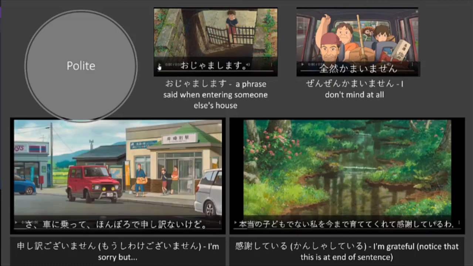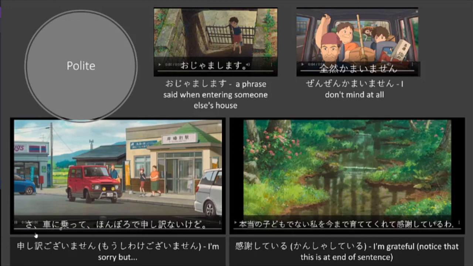Again, some quick polite phrases. When you're entering someone else's house, or you're invited to someone's house, you usually say ojamashimasu to say that you're entering someone's house, as politeness. Jama literally means to be a trouble. So ojamashimasu is literally saying I'm trouble, but you're just saying sorry for troubling because I'm coming into your house. So it's just a polite phrase to use when you're entering someone's house. And she's saying zenzen kamaimasen. So kamaimasen means don't mind. Zenzen means not at all. So zenzen kamaimasen, I don't mind at all.